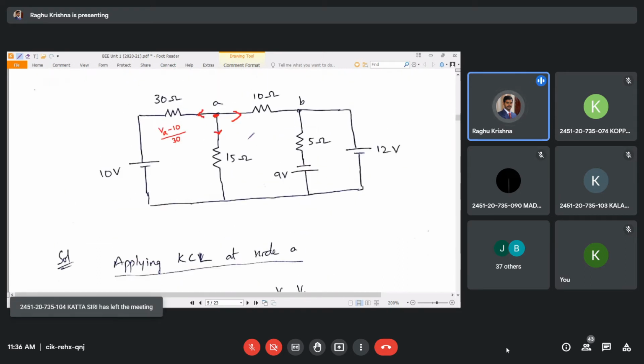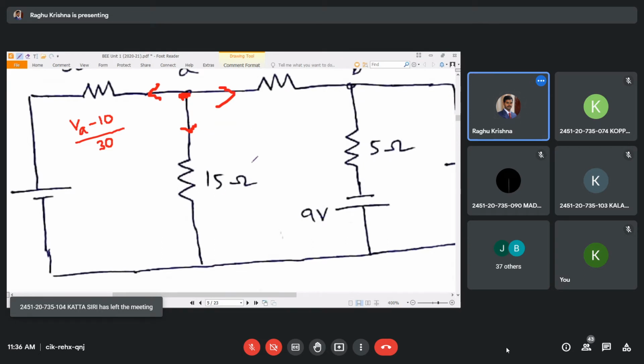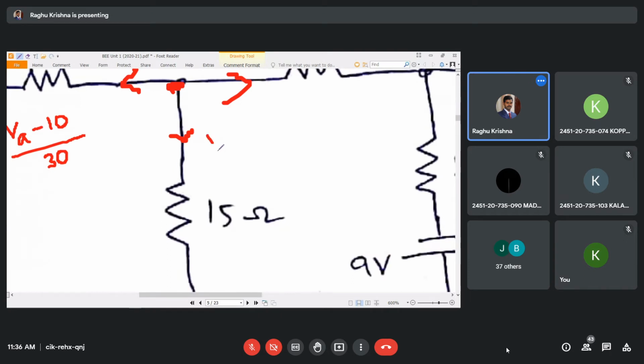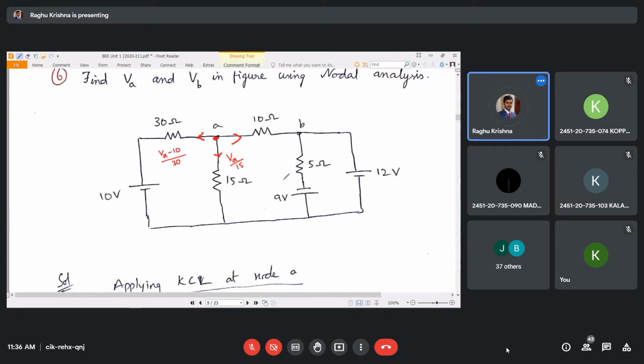which is equal to VA by 15. Here the current through this branch is VA by 15, in this direction. So VA minus, here this is 0 volts. Here this is reference, so 0. This line you can consider as 0 volts. VA minus 0, or simply VA by 15.